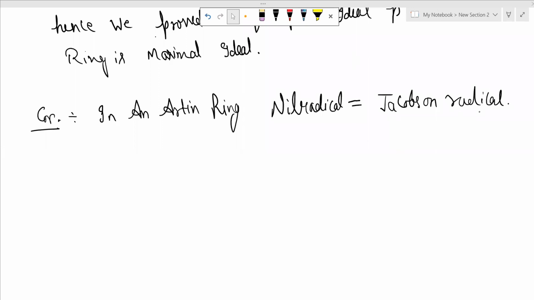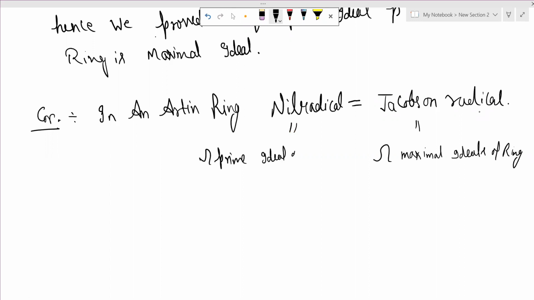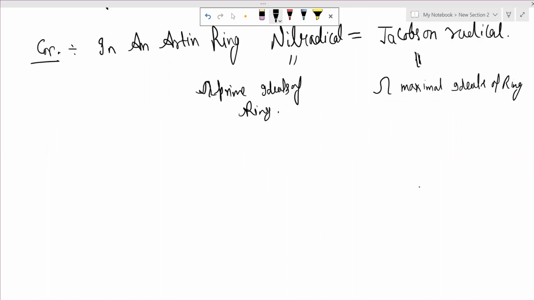Okay, you don't know this one? Okay. The Jacobson radical is the intersection of maximal ideals of the ring. And the nil radical is the intersection of all prime ideals of the ring. So this is the definition. Nil radical is the intersection of all prime ideals of the ring, and Jacobson radical is the intersection of all maximal ideals of the ring. So now you have to say that for an Artin ring, nil radical and Jacobson radical are the same.